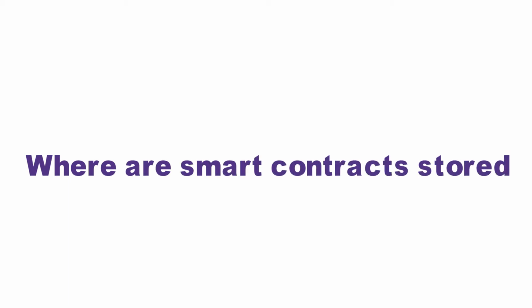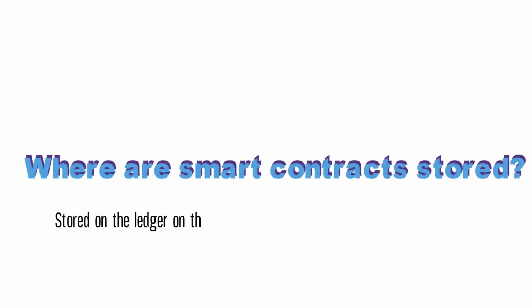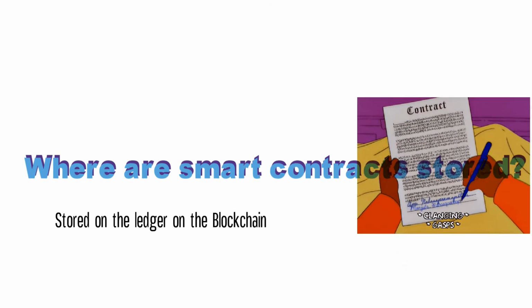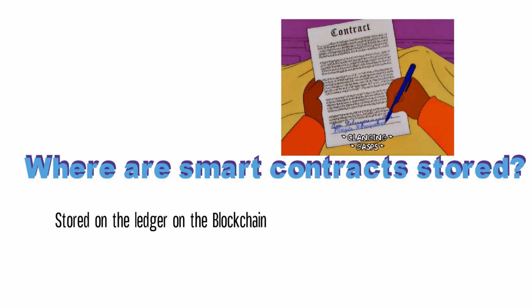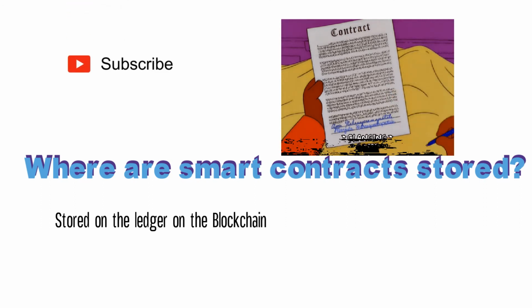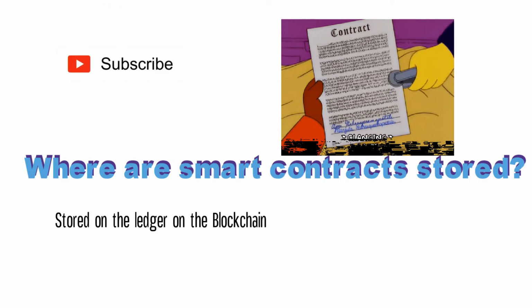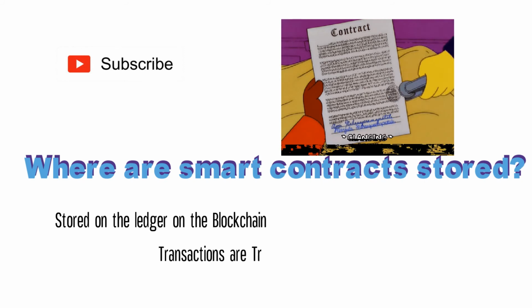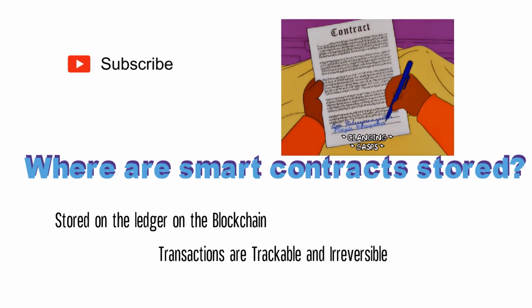Where are smart contracts stored? The contract is stored on the ledger on the blockchain. When a transaction happens, a function is invoked that calls the smart contract and the contract logic is executed. Smart contracts are stored on the blockchain because it is important for the contract to be available to the people making transactions. These transactions are trackable and irreversible.